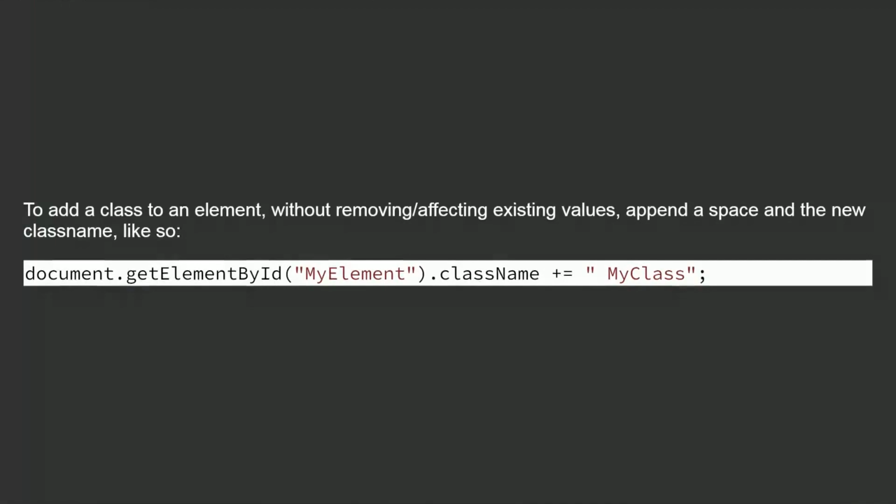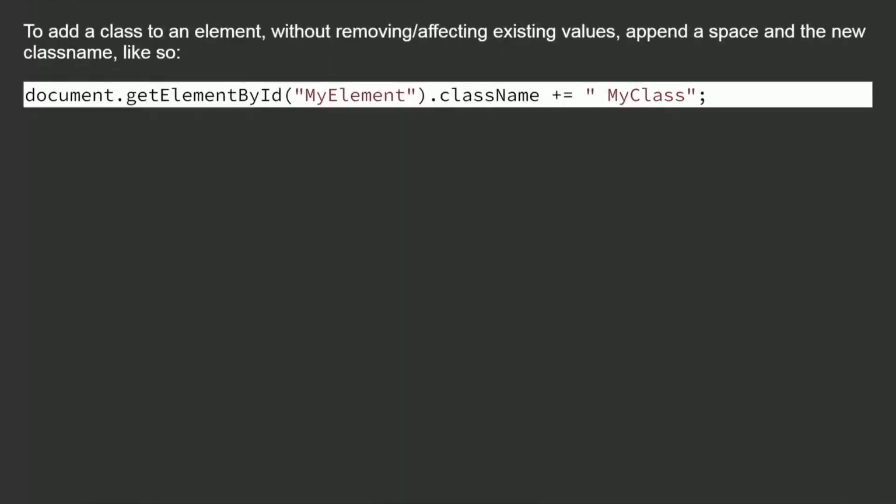To add a class to an element, without removing or affecting existing values, append a space and the new class name, like so. document.getElementById("myElement").className += " myClass".